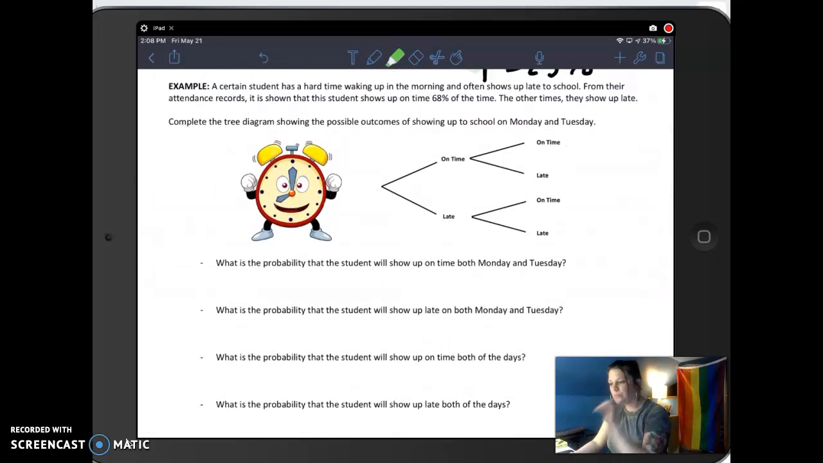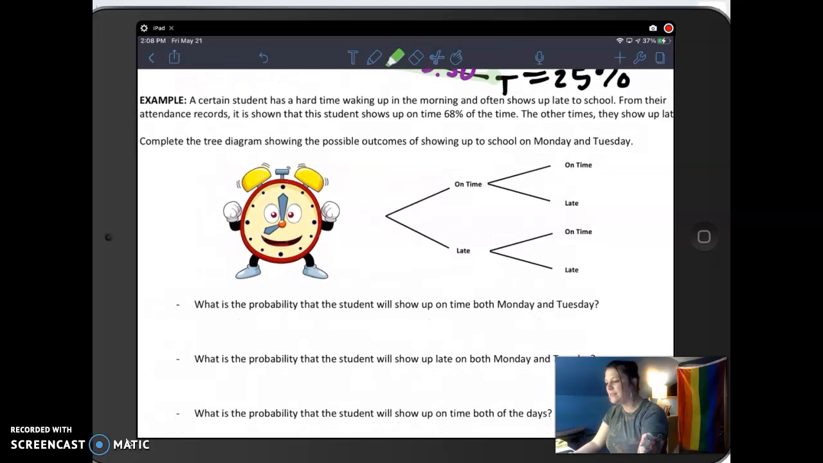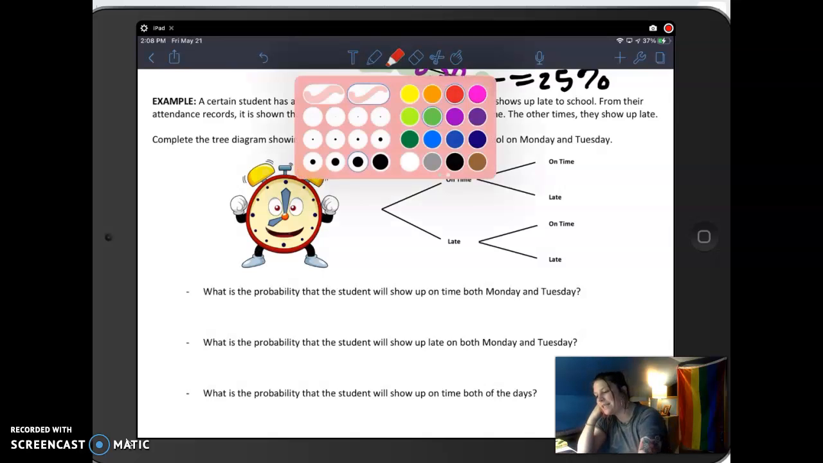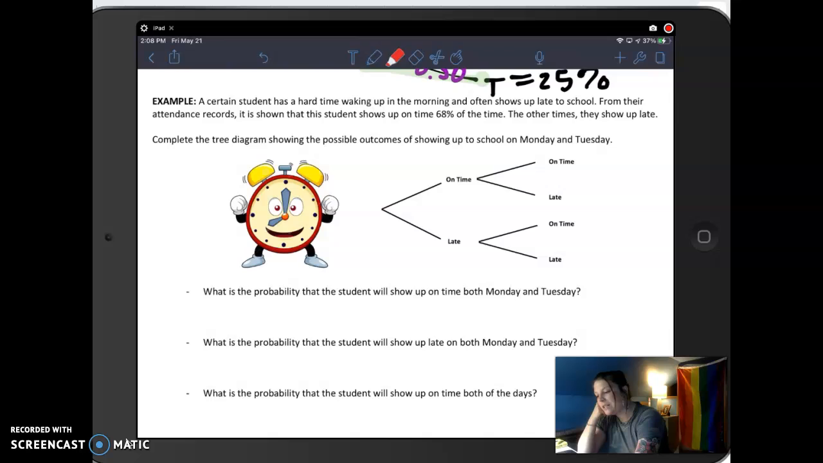Okay, so let's read through the question. The question says, a certain student has a hard time waking up in the morning and often shows up late for school. From their attendance records, it is shown that the student shows up on time 68% of the time. So I'm going to stop us right there.